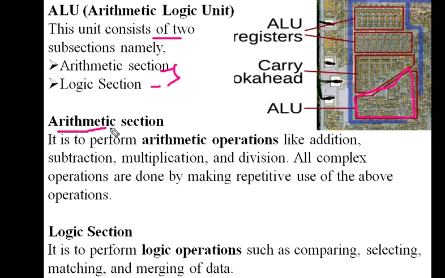So what do you mean by the arithmetic section? It is to perform arithmetic operations. Arithmetic operations means what? Addition, subtraction, multiplication and division. All complex operations are done by making repetitive use of the above operations. So complex operation means plus, minus, star, then plus. Big problems or big operations should be done by making repetitive use of the plus, minus, star, division operations.